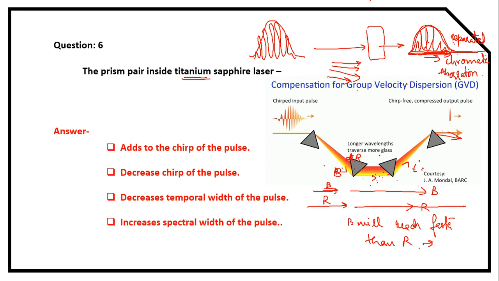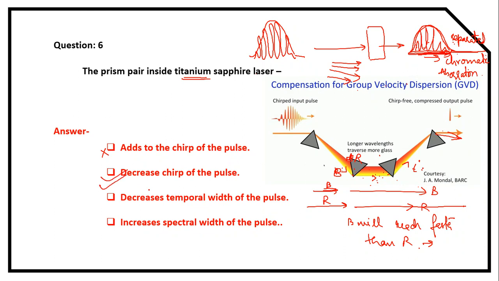For this question: the prism pair inside the titanium sapphire laser, what does it do? It adds chirp to the pulse. First of all, this cannot be the right option, because a few seconds back we discussed that this prism pair can reduce the chirp of the pulse. So the first option is wrong. The second is decrease the chirp of the pulse. Yes, this option is correct.